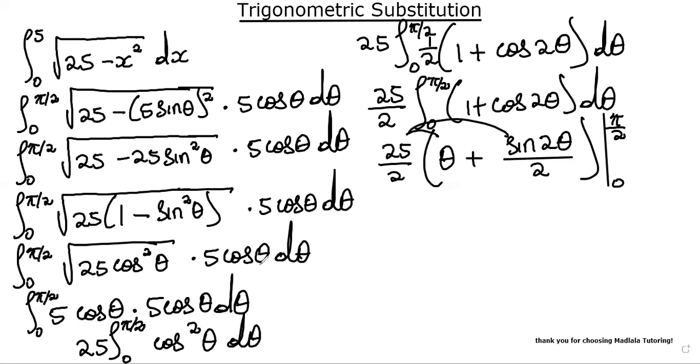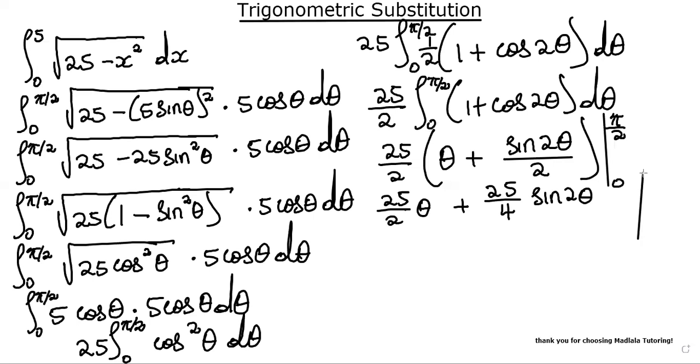And then we distribute this 25 over 2. So when we do, we get 25 over 2 theta plus 25 over 4 sine 2 theta. Yes, because sine 2 theta over 2 is the same as half sine 2 theta. And of course, we still evaluate this from 0 to 90 degrees. Then from this point, we apply the fundamental theorem of calculus. So we substitute the upper limit. And by the way, there is no need to substitute the lower limit because everything will die when you do.